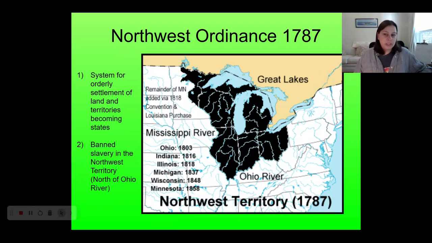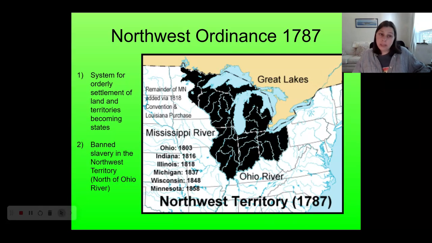Number one, it sets up a system for orderly settlement of the land, so like a surveying and gridding system for how to buy land and how this territory can eventually become states. It has to hit a certain population, voting population, etc. So that's one thing it does. The other thing that it does very significantly is that it specifically outlaws slavery in this territory. This is the first time that any Congress, the Articles of Confederation Congress, is making a ruling against slavery in the territories. They're like, cool, we control territories. We can say no slavery here.